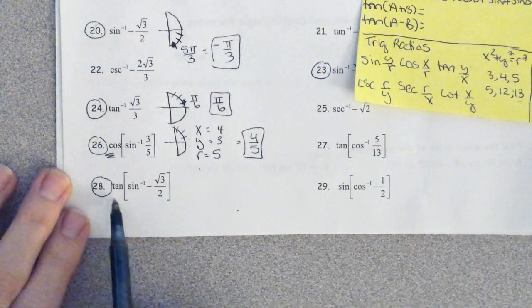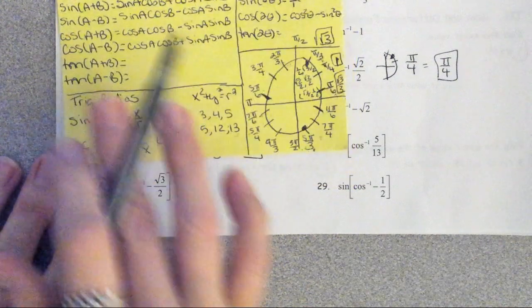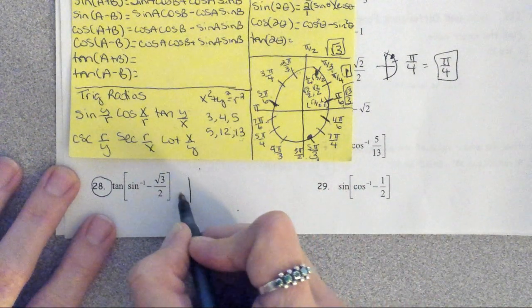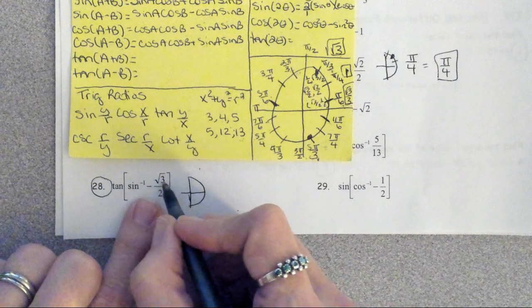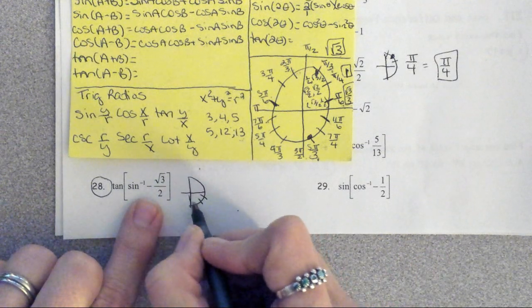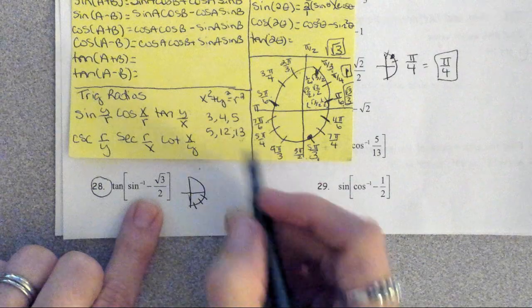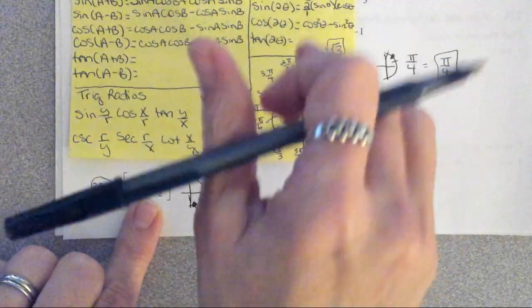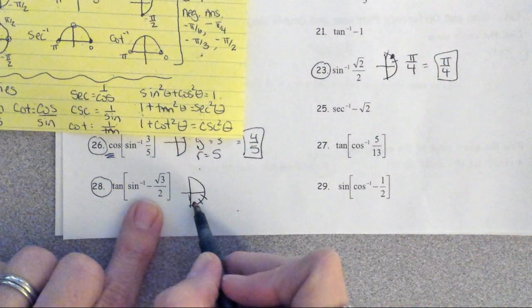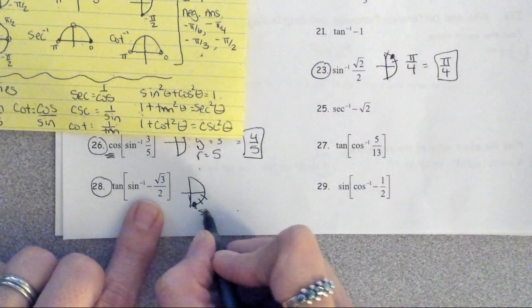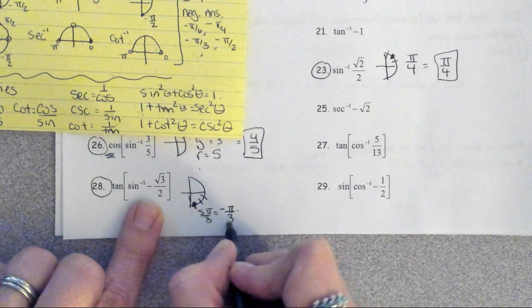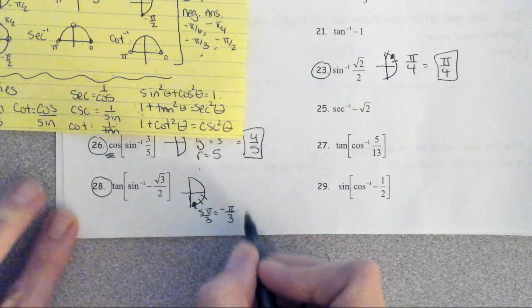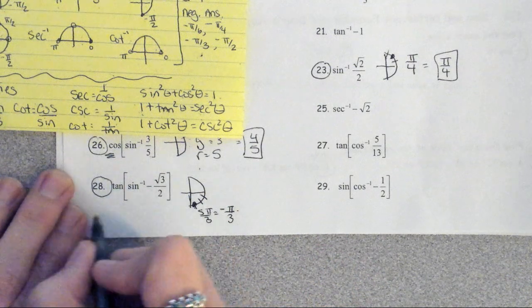All right, next one I'm going to do, number 28. Again, there's a sine inverse on the inside, so I'm thinking quadrant 1 and 4. Because it's a negative root 3 over 2, I'm thinking quadrant 4. Because it's quadrant 4, I'm reminding myself that it has to be a negative answer. I know it's negative root 3 over 2 down here at 5 pi over 3, but I'm going to call that negative pi over 3 because I'm in quadrant 4. So that's the answer to the inside.